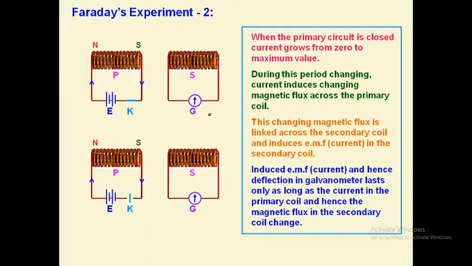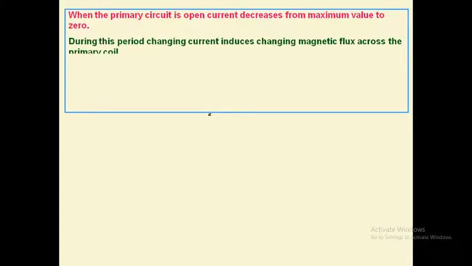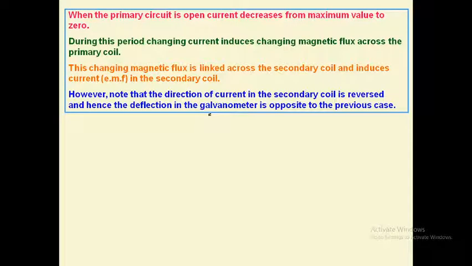So my point is again that the induced current comes only till the flux is changing. The moment flux stops changing, the induced current also becomes zero. The conclusions which you draw from here will be used later on while discussing self-inductance and mutual inductance.